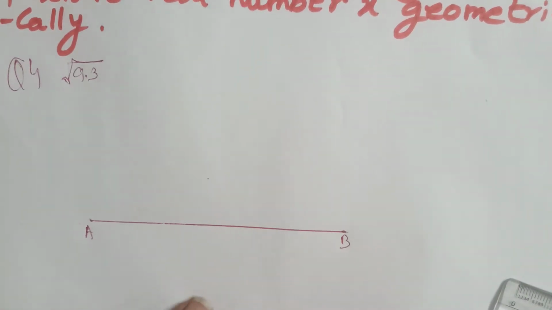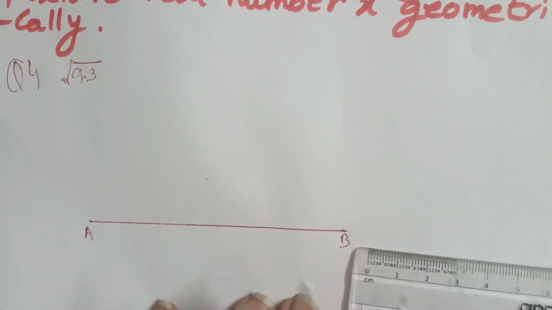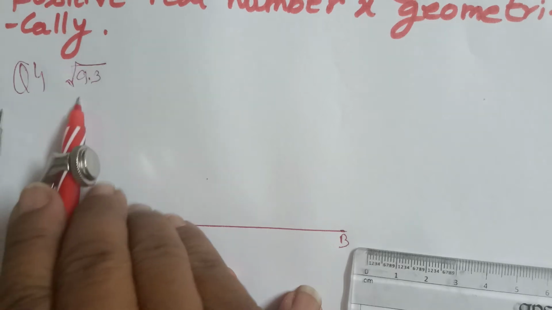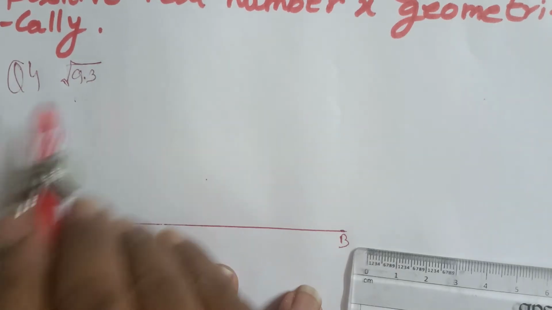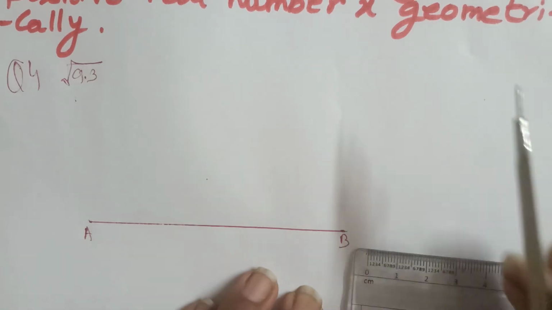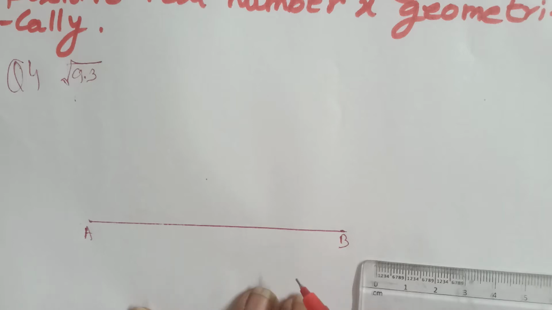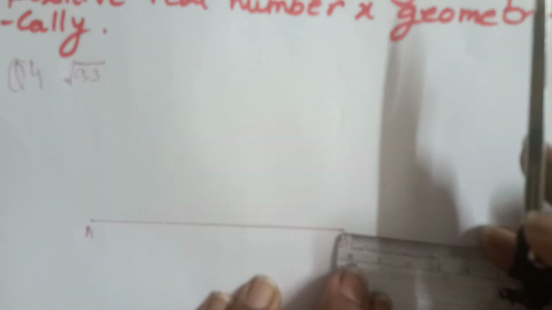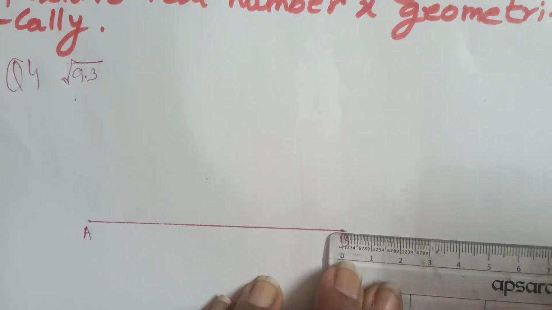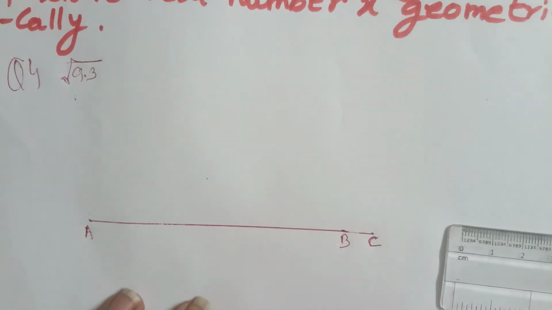The second step is that whatever the value given to us, because we have taken 9.3 as an example, it could be any positive real number, after making the line segment of the given value, we have to extend this line segment by 1 centimeter. Let me give this point C.